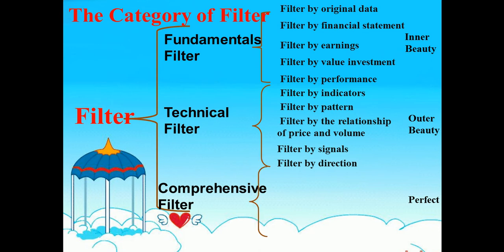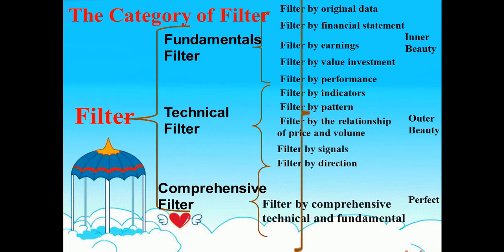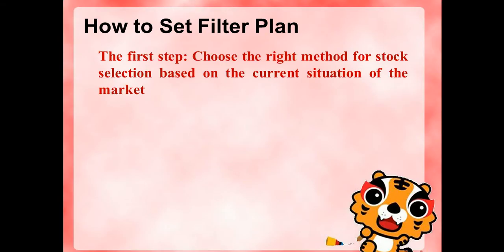The comprehensive filter, what's the important thing? Filter by comprehensive technical and fundamental. So the fundamental filter is for inner beauty. The next, the technical filter is for outer beauty. The next one, comprehensive. You combine these two, then you can make your investment perfect. Okay. So this is the category of filter, and I hope you can understand. So today I will teach you some good filter methods for fundamental analysis.